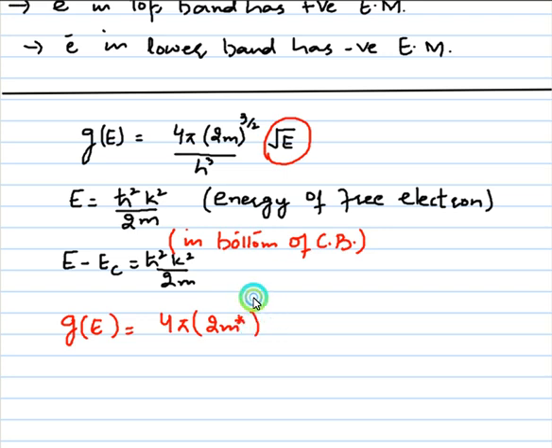Now we've studied the EK relationship and understood that the EK diagrams look like a parabola. So the parabolic relationship between the energy and the momentum of a free electron is energy equals h cross square k square upon 2m. This is the energy of a free electron.